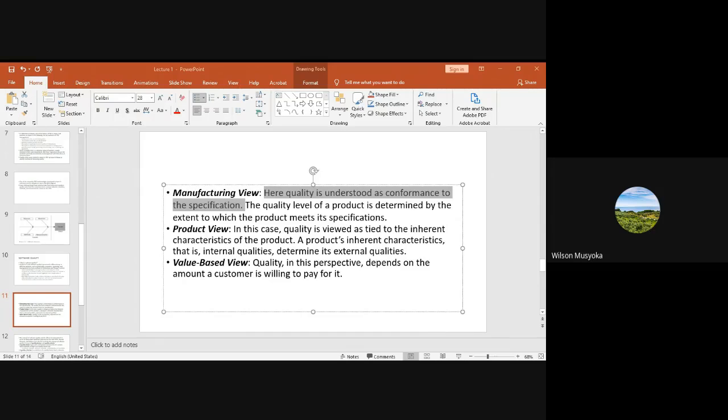As much as a phone is used basically for calling, connecting and communicating, they are looking for that something extra, which they are willing to pay for so that they appear unique. And that is what is called the value-based view of software quality.